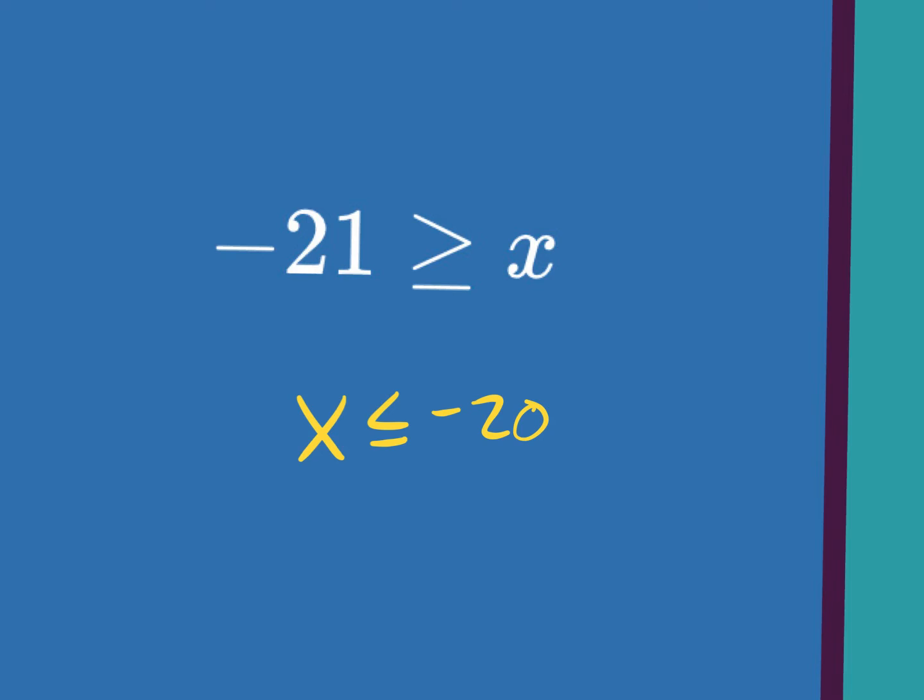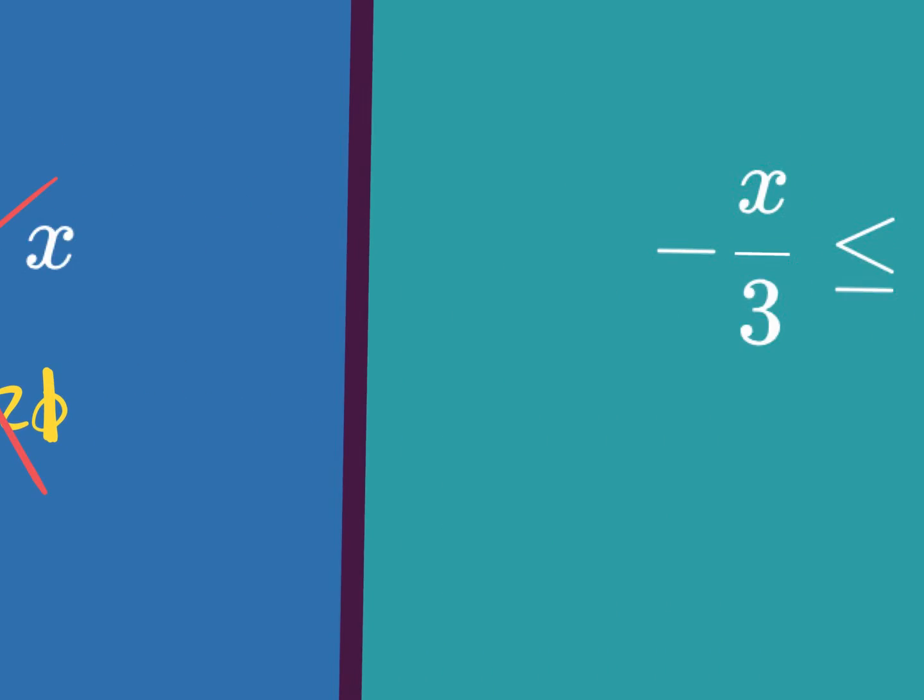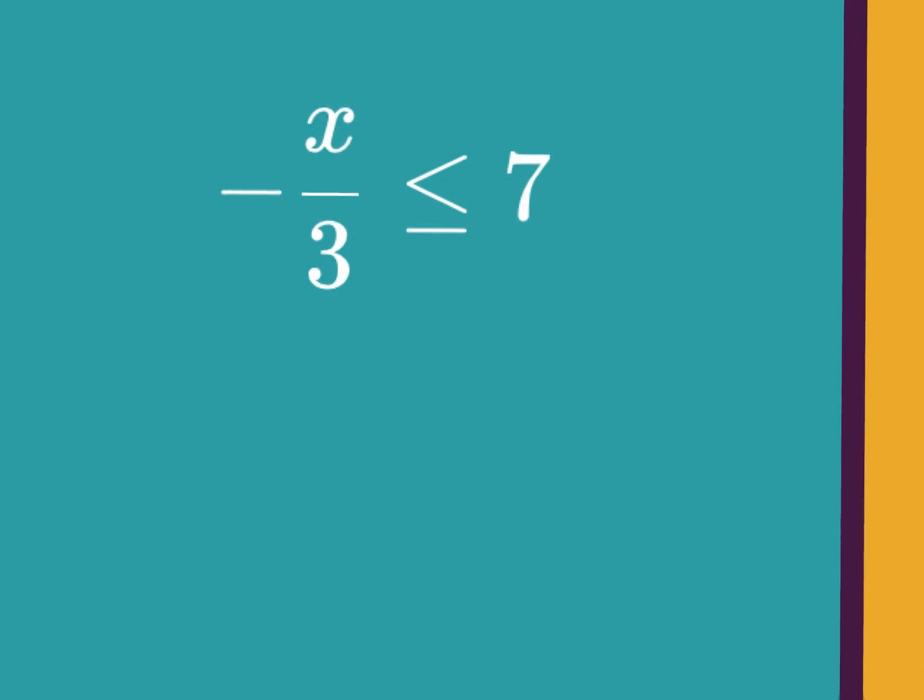Why did I write 20? That should have been a 21 right there. I'm sorry. But either way, it's not the right answer. So don't pick this one. Okay? Over here, let's solve for this.